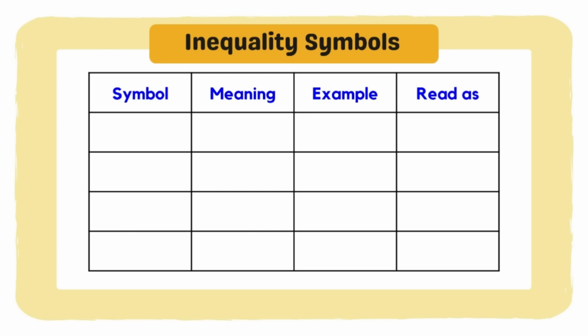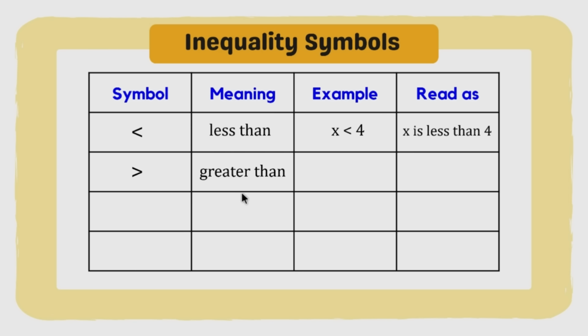Okay, now to memorize or to be familiar with the inequality symbols, we have here 4 major symbols. The first one is what we call the less than symbol. Okay, and an example is x is less than 4. Ang basa niyan is x is less than 4. Next one we have here the greater than. Alam naman natin ito, greater than. Example, we have here y is greater than 2.